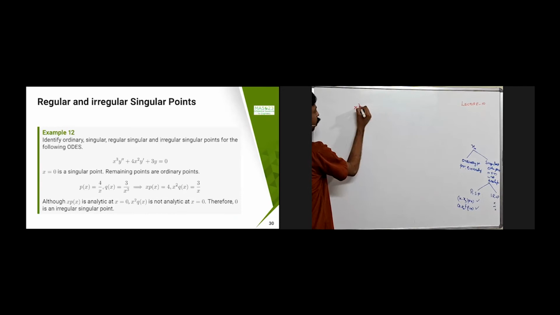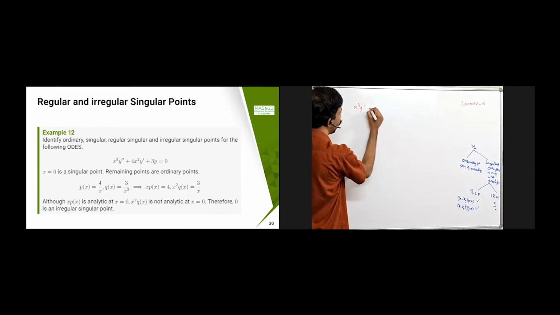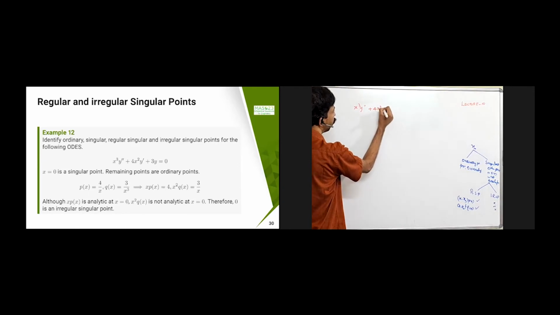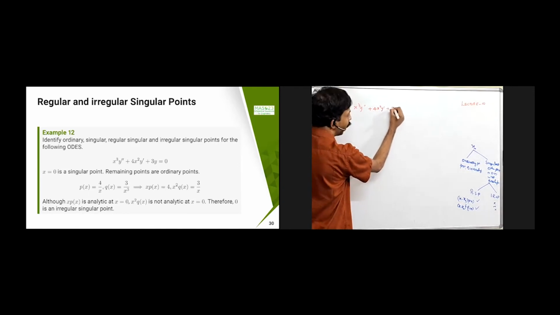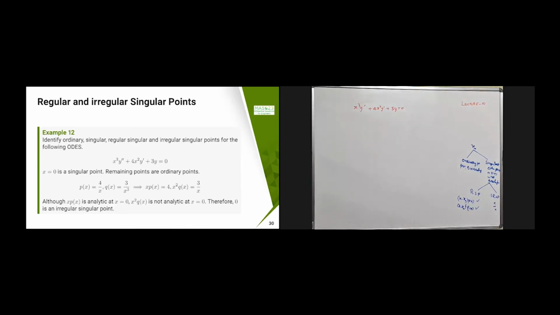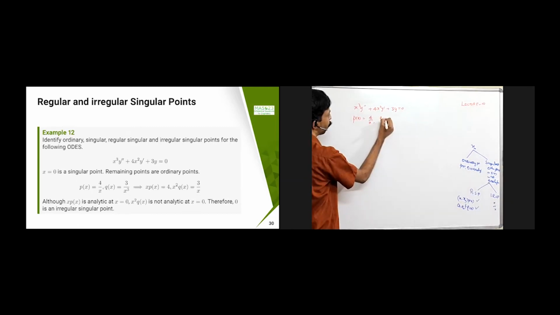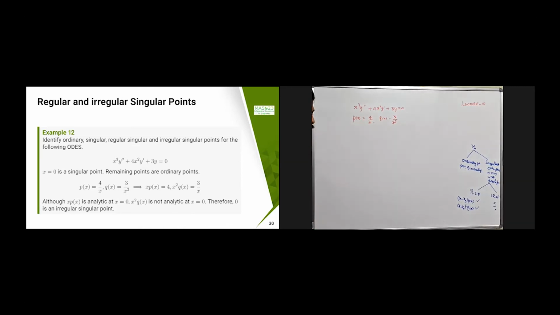Same for y double dash plus 4 by x y dash plus 3 by x cube y equal to 0. So let us check whether this is again a regular, irregular or ordinary point. Let me find it out. So p of x is going to become 4 by x, and q of x is going to become 3 by x cube actually.